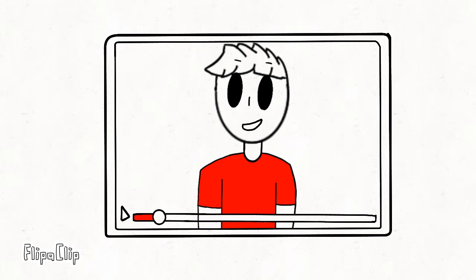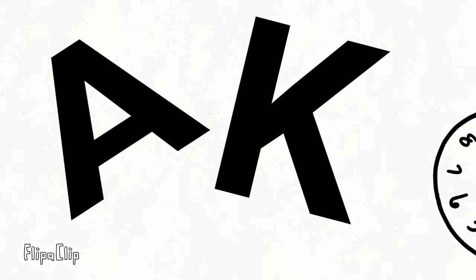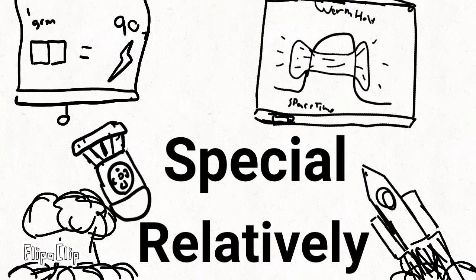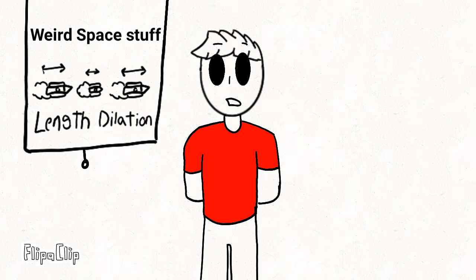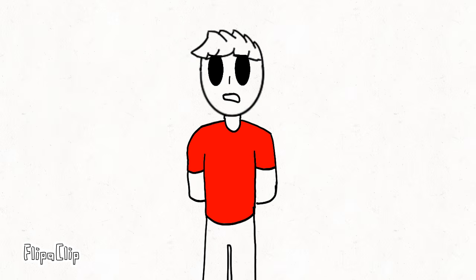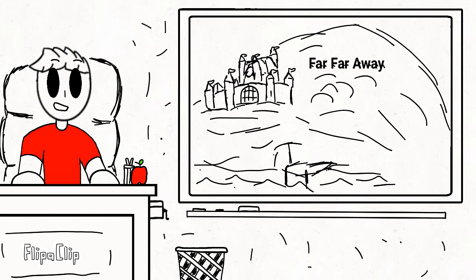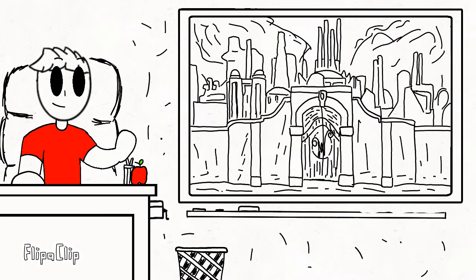Hello there! I've returned to video format to explain to you E equals MC squared and time dilation, aka special relativity. Now, I would go over length dilation as well, but quite frankly, I don't understand it whatsoever. Anyway, enjoy.